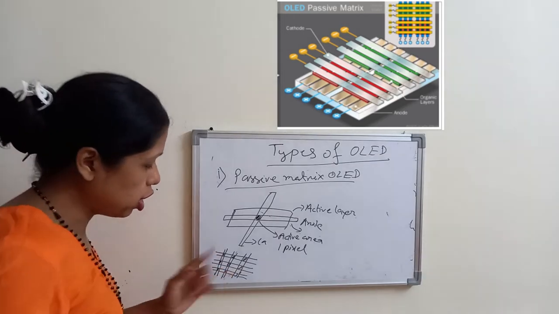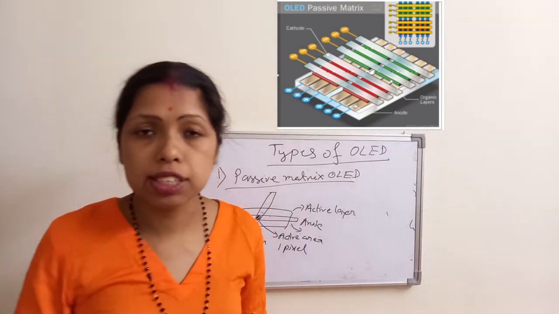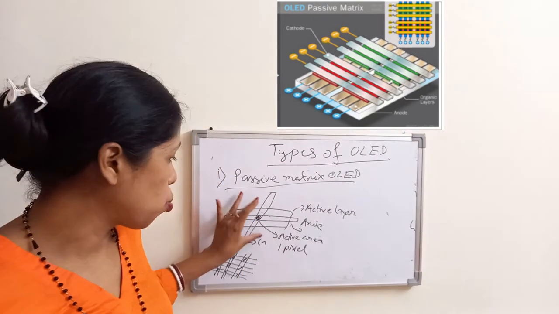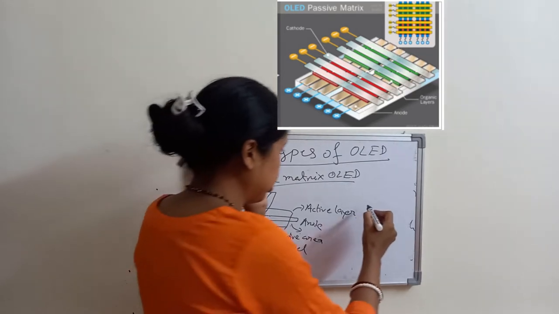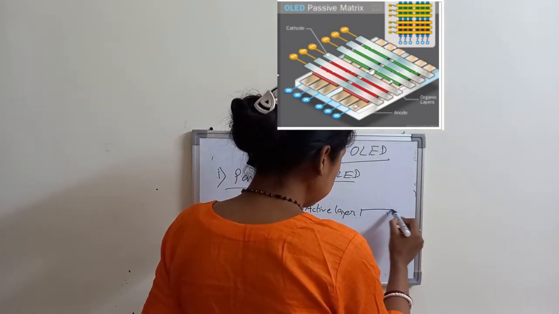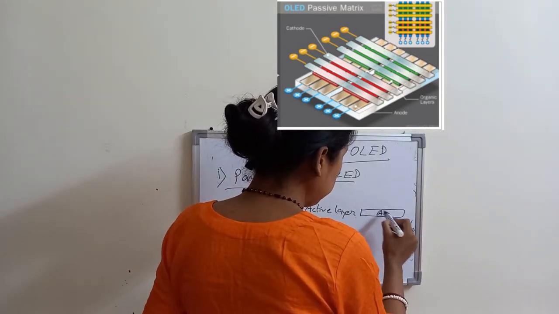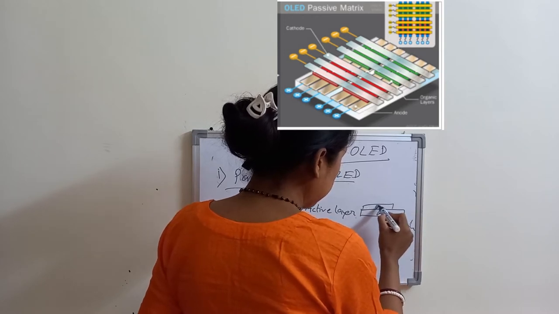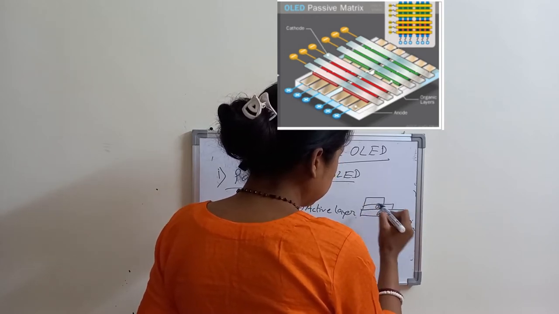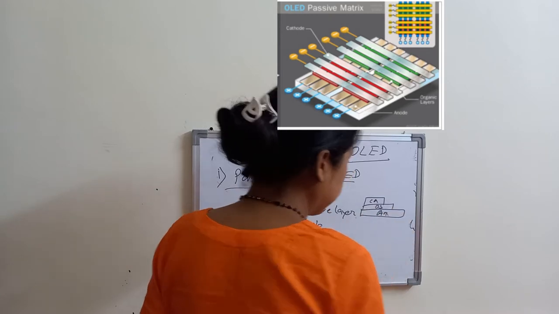1, 2, 3, 4, 5, 6, 7, 8, 9. So in general, you can create 9 pixels. This is one pixel. And if you see the vertical structure, it is anode, then active layer or organic material, then cathode. This is the vertical structure.